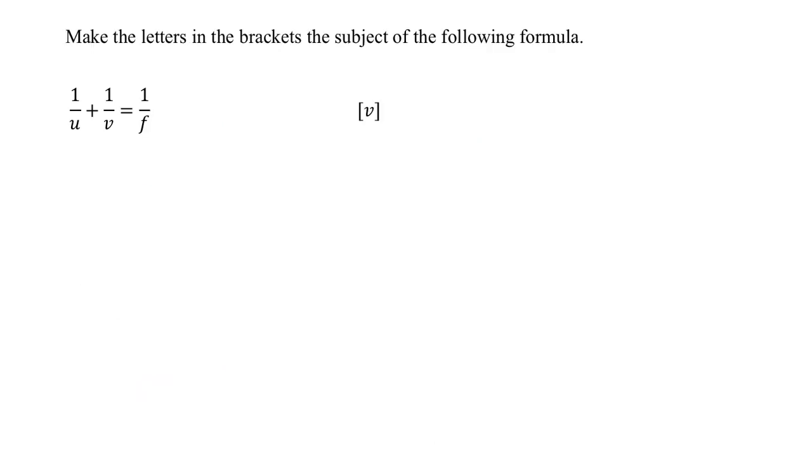We are required to make V the subject, which is here. So, the very first thing we are going to do is, I'm going to make sure my 1 over V side here only has my V. I'm going to minus 1 over U on both sides, such that it becomes this. Minus 1 over U.